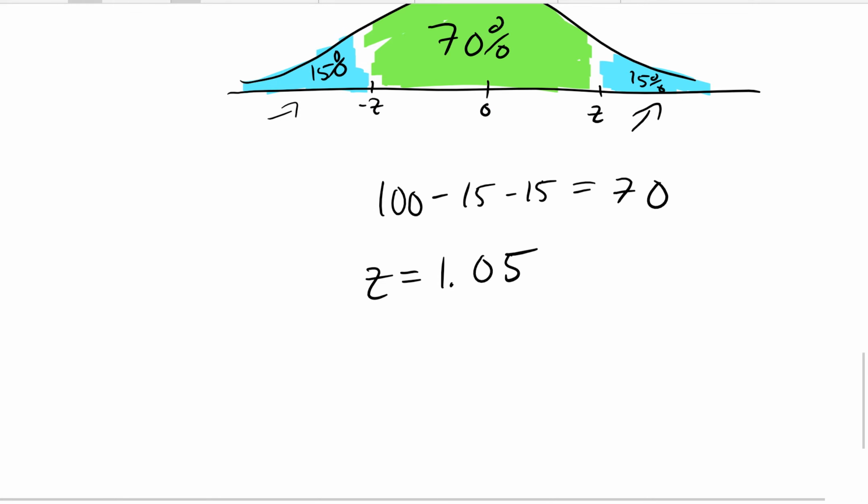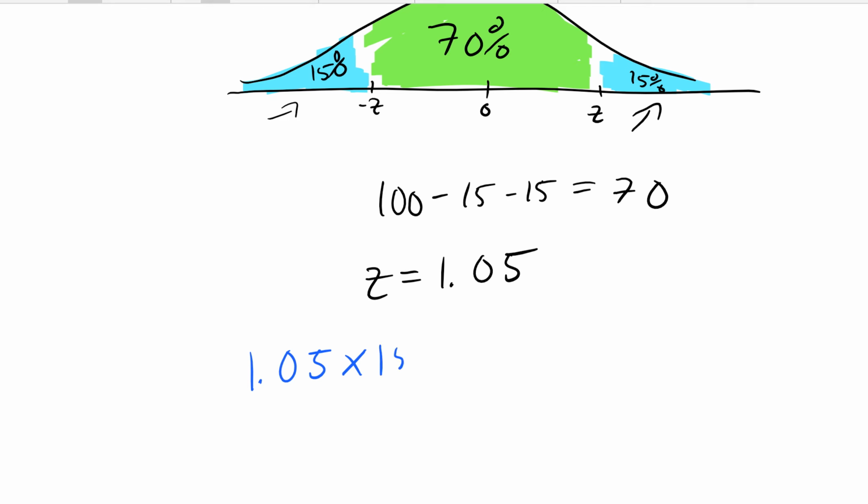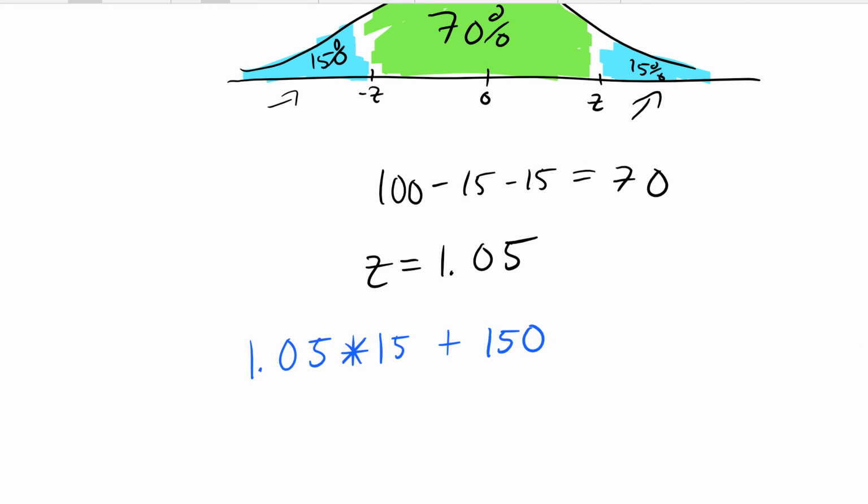Now we're going to take the standard units and convert them back to the original units. The formula for that is we take the number and multiply it by the standard deviation. The standard deviation in this case is 15. And then we add the average, which is 150.